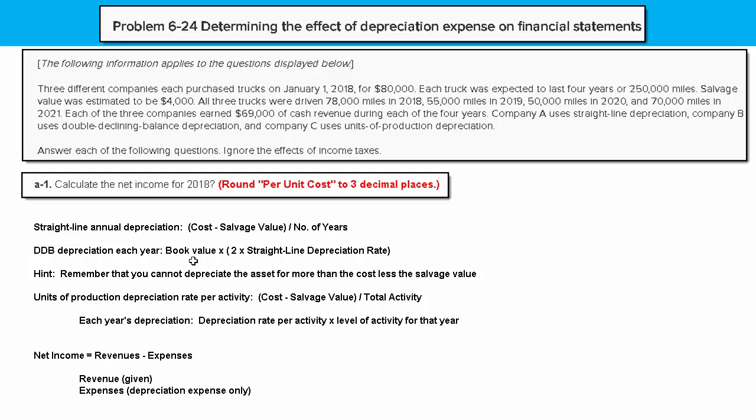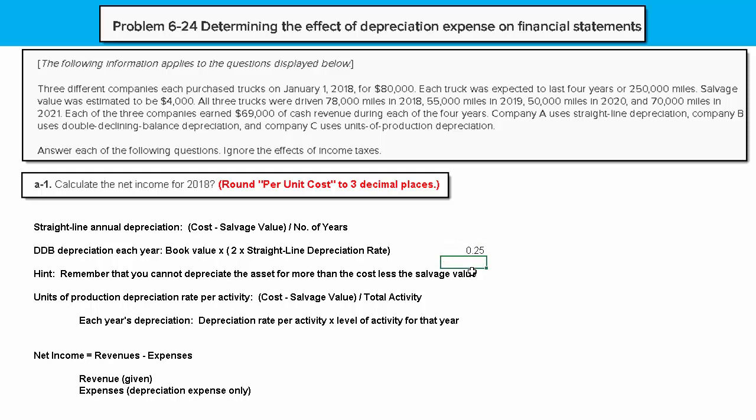Well, that's where we take the book value at the beginning of the year and then we multiply it times 2 times the straight line depreciation rate. Well, how do we calculate the straight line depreciation rate? You figure out how many years you expect to use the equipment and you divide that number into 1. So what do they say in this problem? It's expected to last 4 years. So if I were to calculate the straight line rate, this would be in Excel, equal 1 divided by 4.